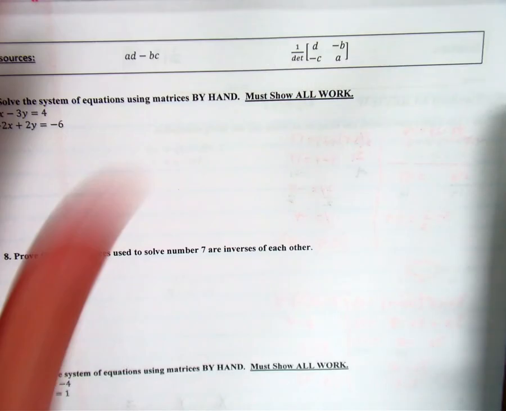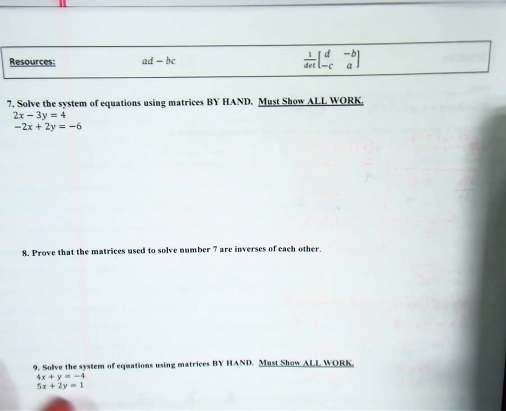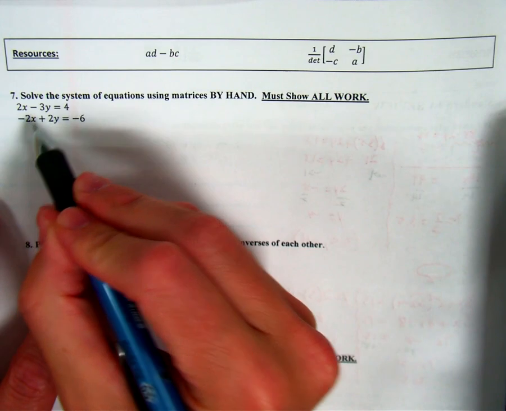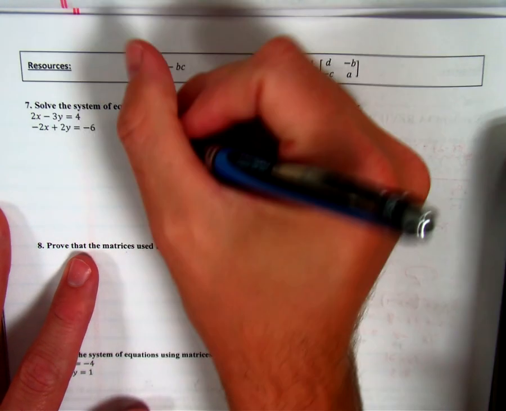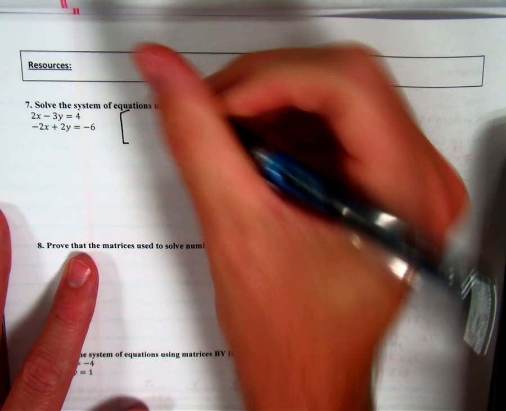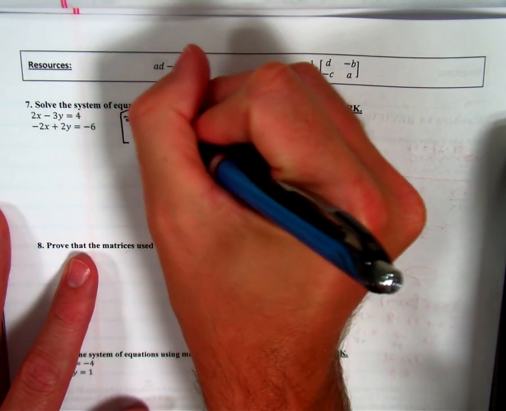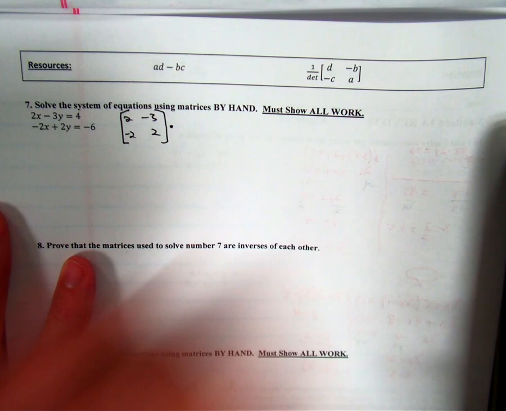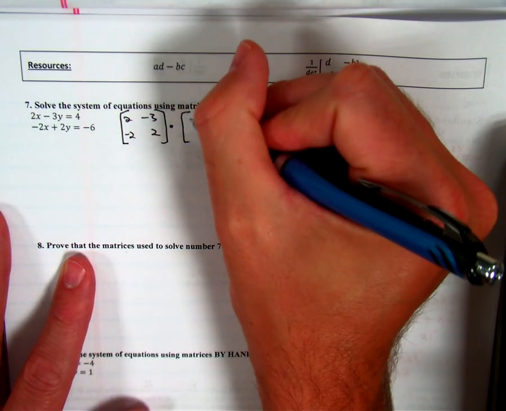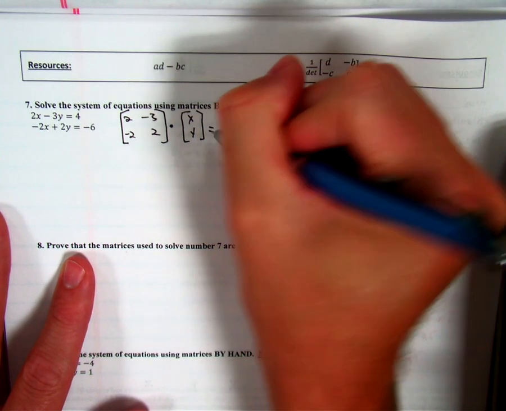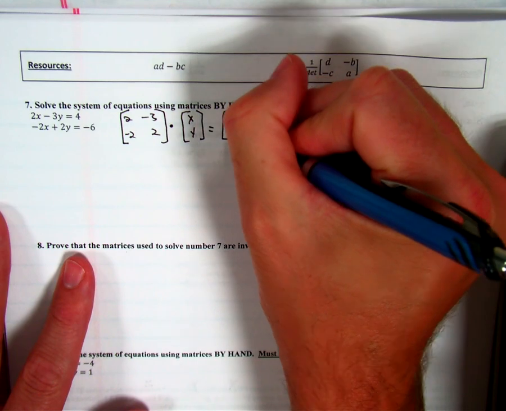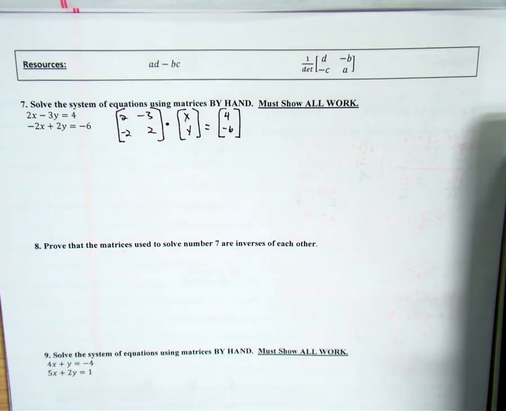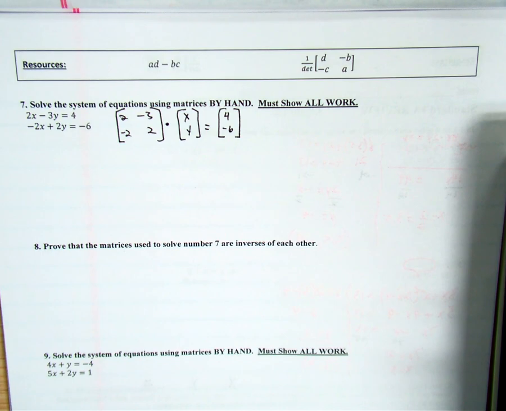We have a 2x2 system of equations that we're going to use matrices by hand for. So step 1, just like with the 3x3s, we're going to turn this into a matrix equation. So we're going to have 2, negative 3, negative 2, 2, times x y equals 4, negative 6. Okay, take a look at that. See where those numbers are coming from.